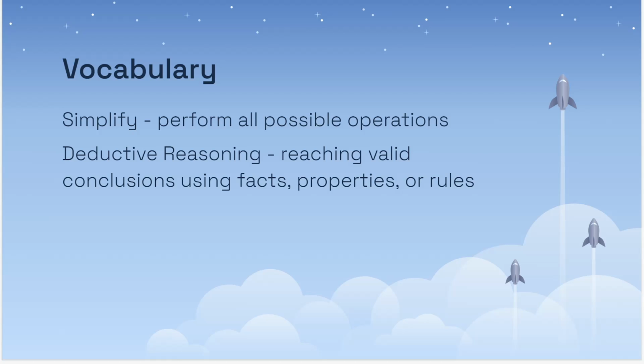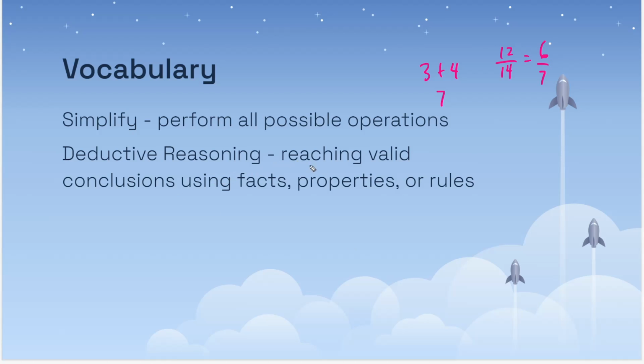Next, more vocabulary words. Simplify, to perform all possible operations. So if we have 3 plus 4, and we simplify this, that would be 7. We have no operations now. Or if we have 12 over 14, we can divide both of these numbers still by, what is that, 2? That would be 6 over 7.